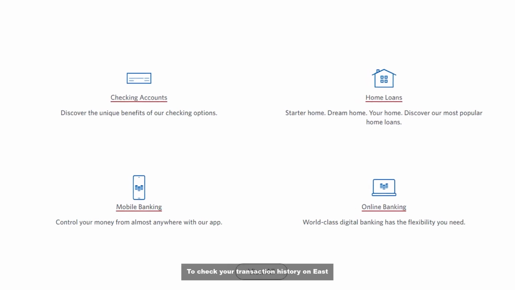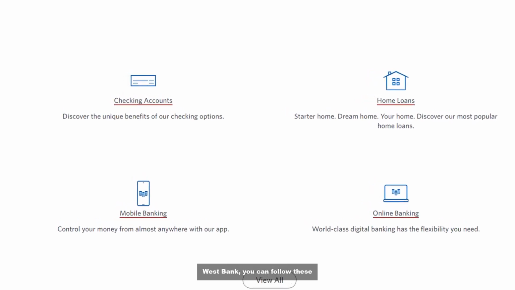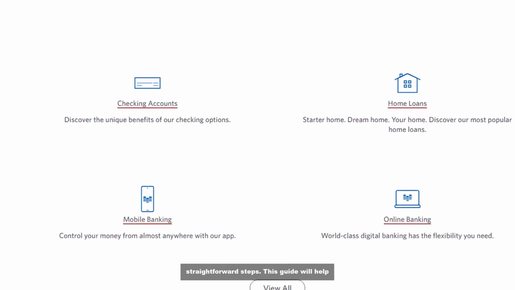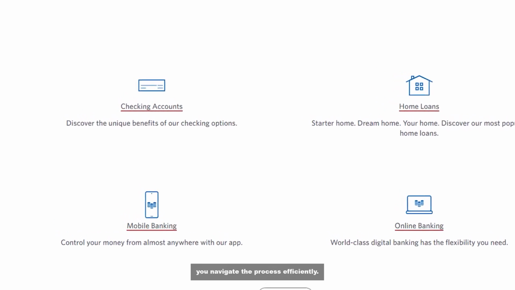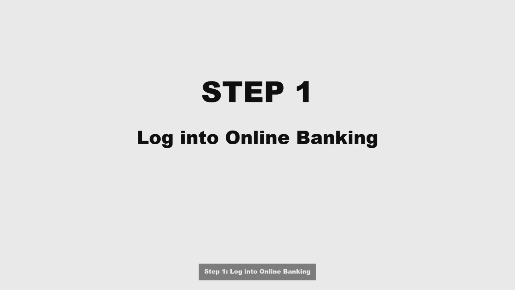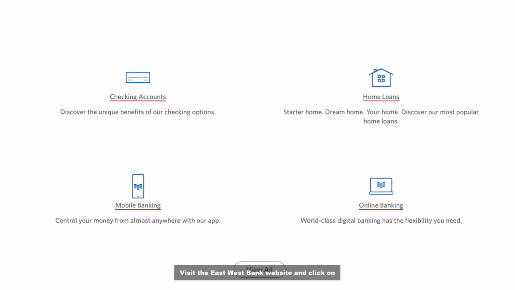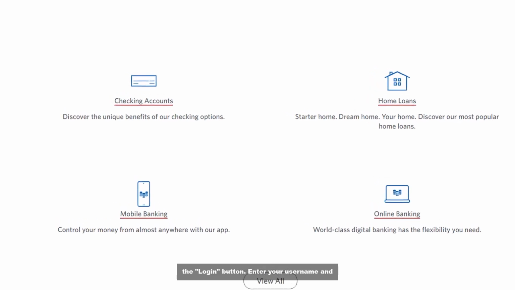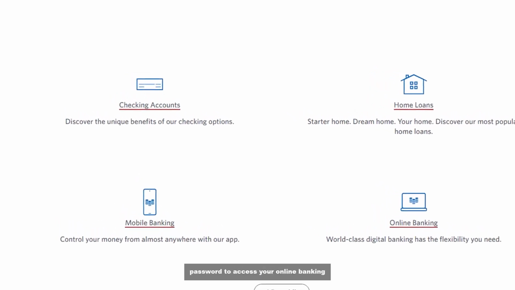To check your transaction history on East West Bank, you can follow these straightforward steps. This guide will help you navigate the process efficiently. Step 1. Log into online banking. Visit the East West Bank website and click on the Login button. Enter your username and password to access your online banking account.